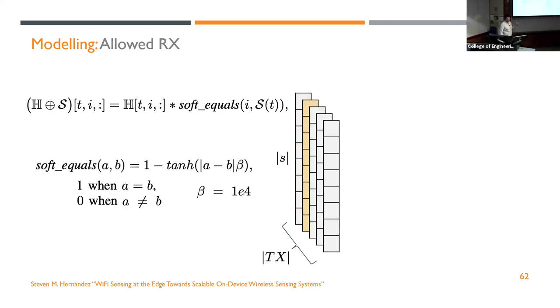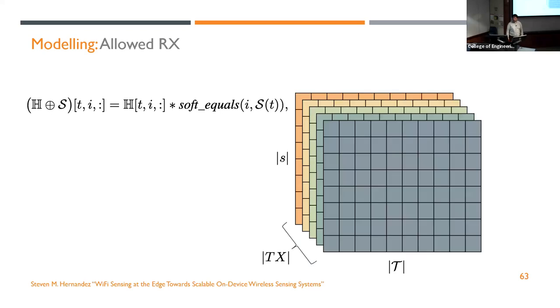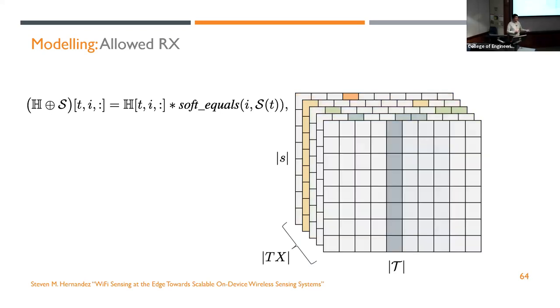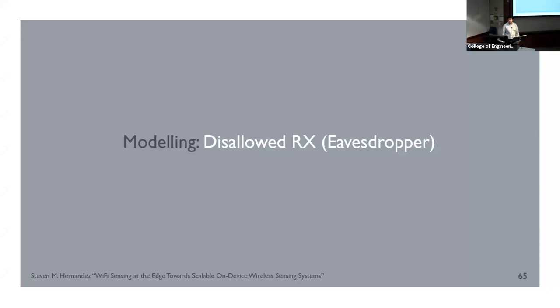So if the yellow antenna is selected, those CSI samples are retained, and all of the other ones are set to zero. That's why they're gray here. Now, if we apply this over each time instance, we end up with something like this. So we have the same tensor structure as at the beginning, but now we have less information because only one transmitter is communicating at any given time.